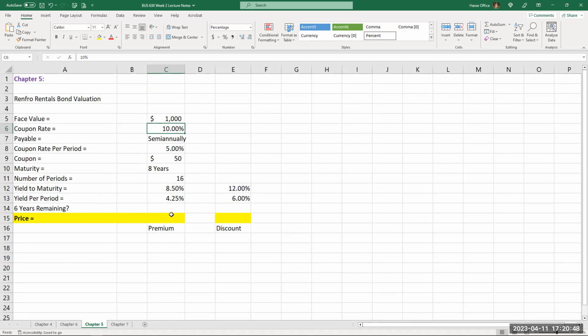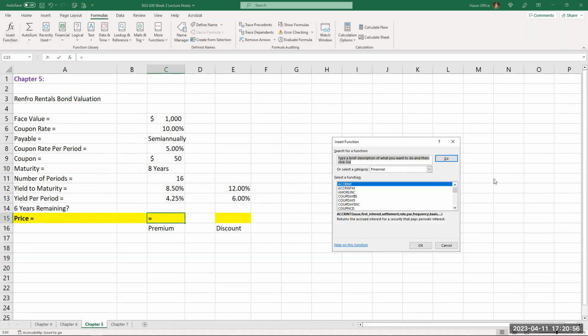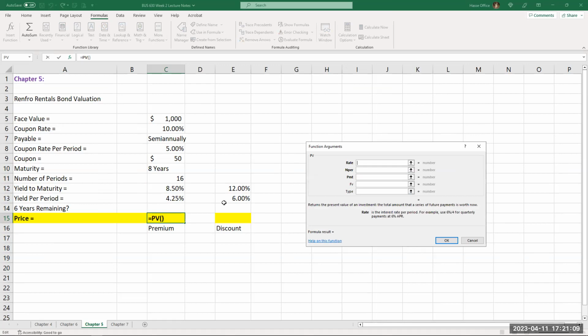So let's see what that looks like. In other words, we're going to do a calculation using the formula, function, financial, and we're going to determine the present value of this bond today in the market, present value. All right. The rate in the market now is 4.25%. The number of periods remaining. Remember, we're selling it at the end of 2 years, 6 years remaining. That's 12 payments. Remember, this is a semi-annual payment. Each payment is $50.